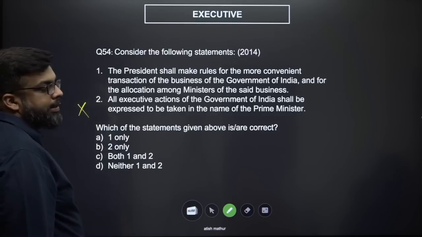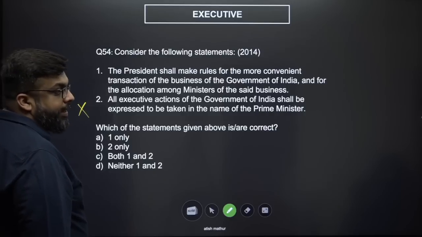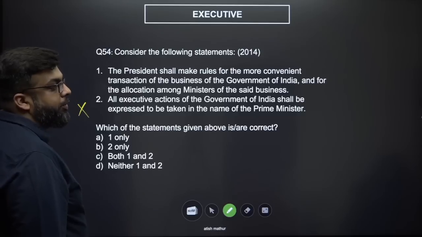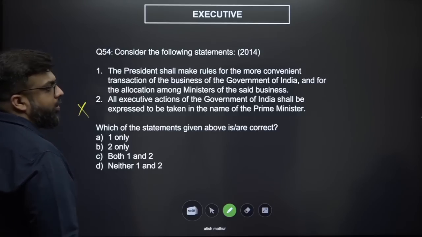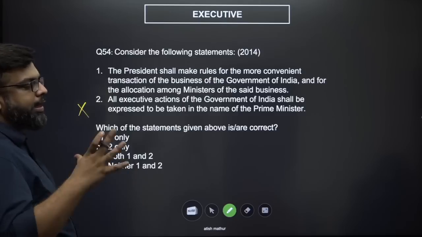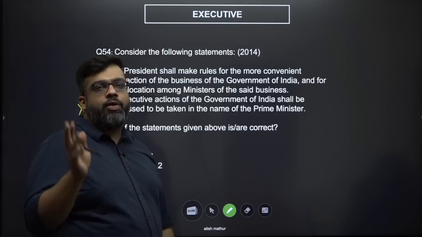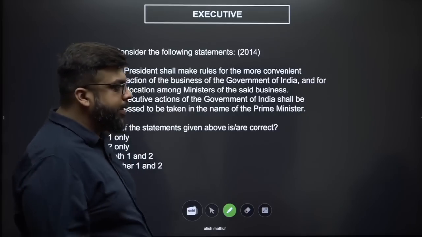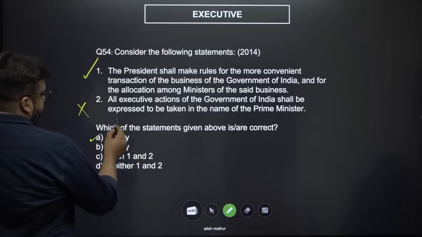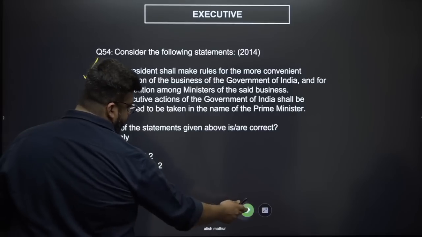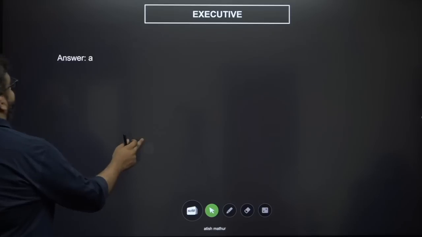And because the President is the only person who is apolitical, on the advice of the Council of Ministers you would then decide what kind of business should be allocated to whom, and of course maintaining what kind of work, what kind of ministries, and there are of course limitations on the number of ministers that you can have. The first is correct, second is wrong, so your option is A, 1 only, is the correct answer.